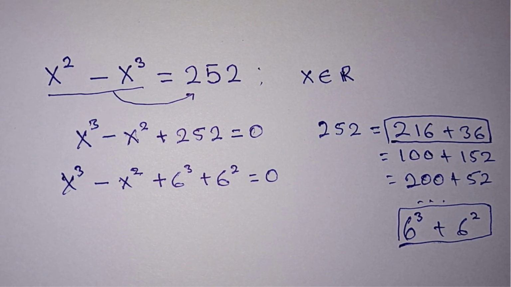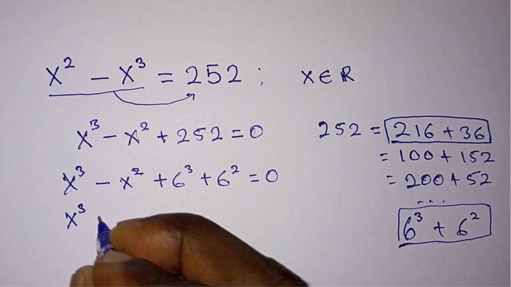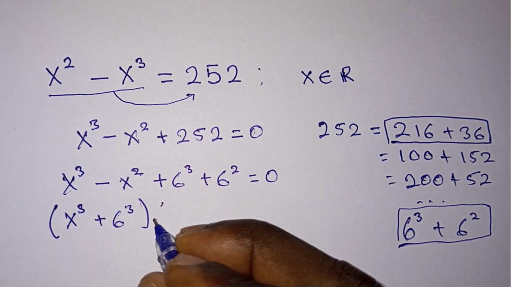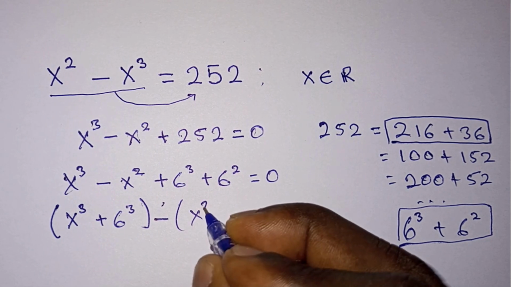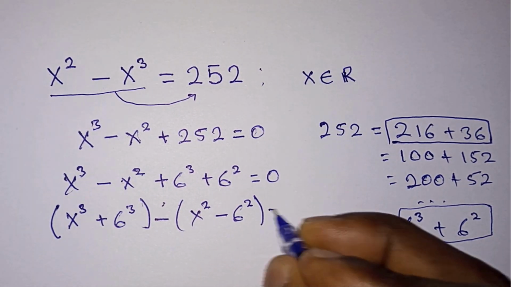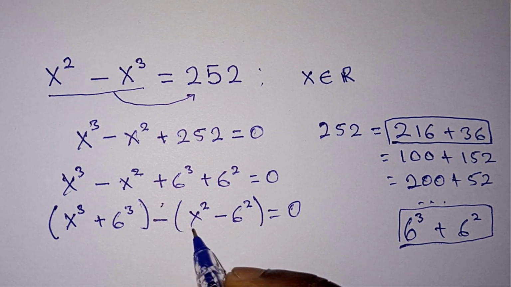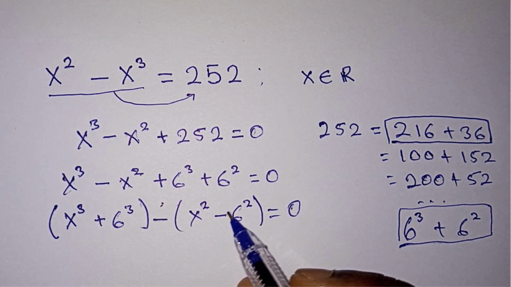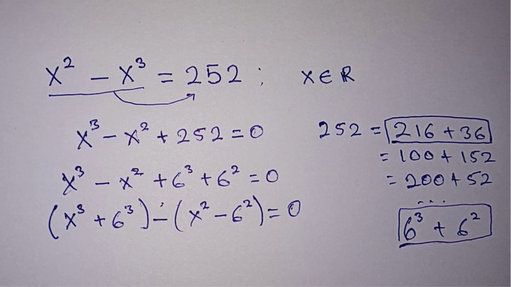Now from here, let's group those with the third power. So you have x to the third power plus 6 to the third power. Then let's group those with the second power. So you have minus x to the second power minus 6 to the second power. And this is equal to 0. I did this because if you multiply this negative 1 through this one, you will end up getting negative x squared and then positive 6 squared, right? So we are good to go.